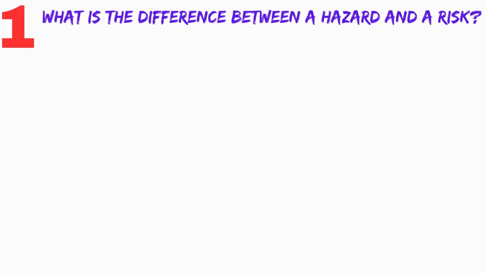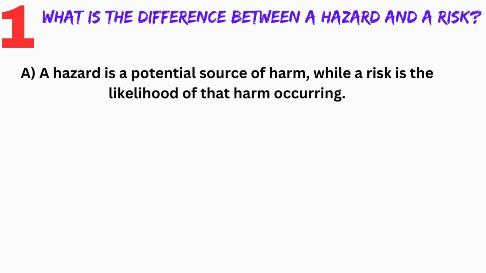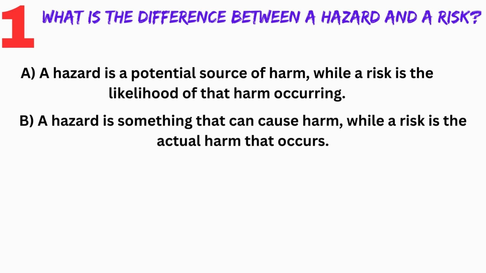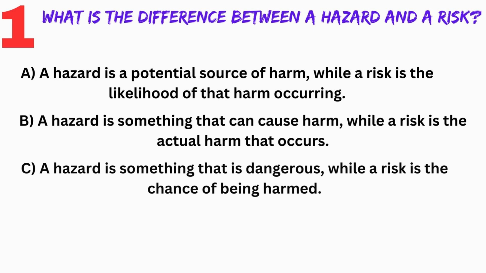Question 1. What is the difference between a hazard and a risk? A. A hazard is a potential source of harm, while a risk is the likelihood of that harm occurring. B. A hazard is something that can cause harm, while a risk is the actual harm that occurs. C. A hazard is something that is dangerous, while a risk is the chance of being harmed. D. All of the above. Answer: all of the above.